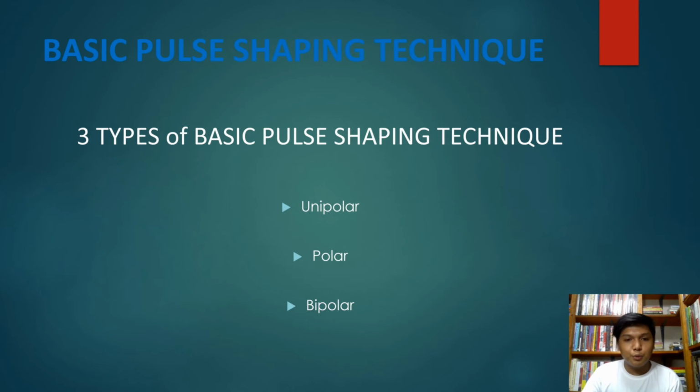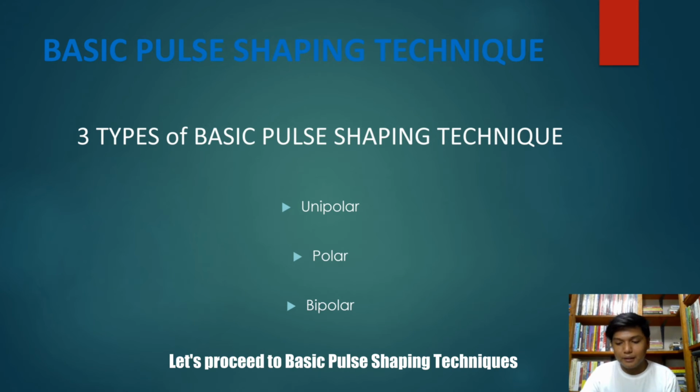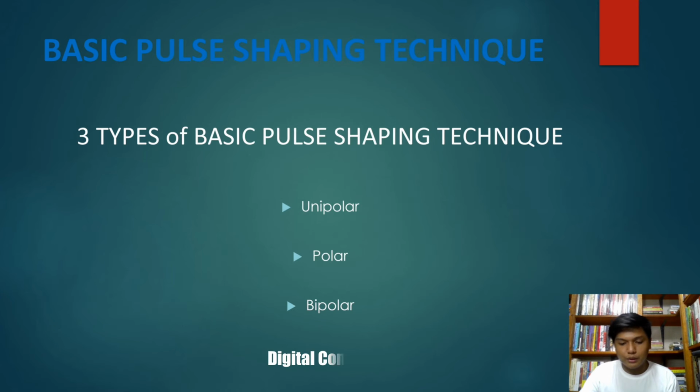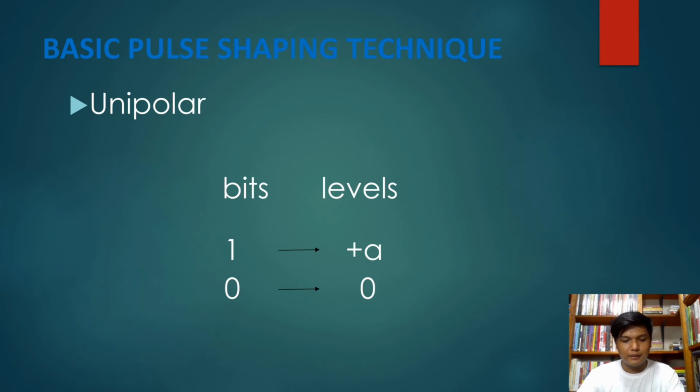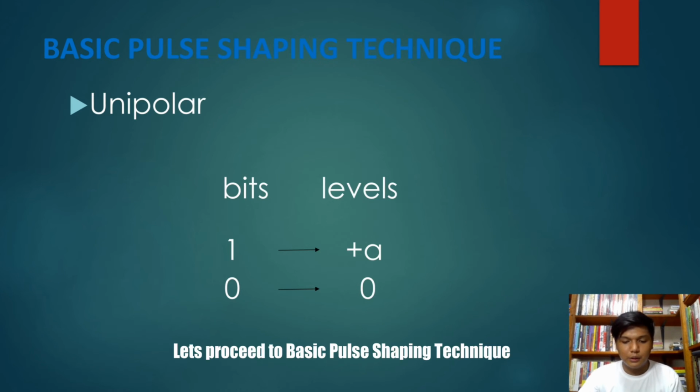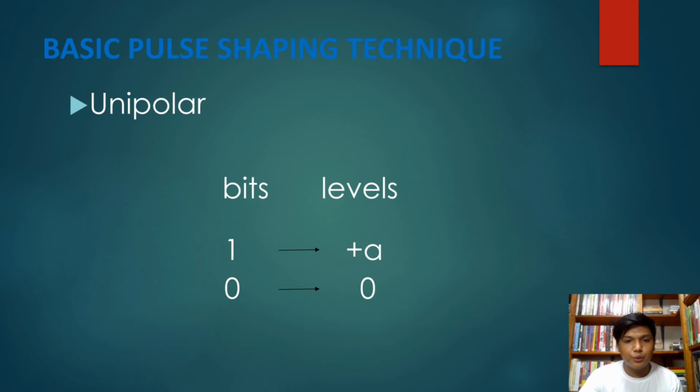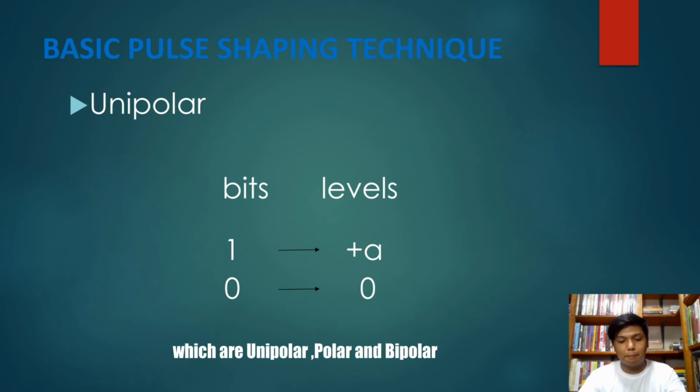Now let's proceed to the basic pulse shaping techniques generally used in digital communication, which are unipolar, polar, and bipolar. First is the unipolar pulse shaping technique.